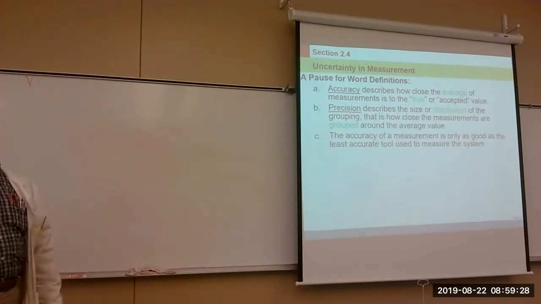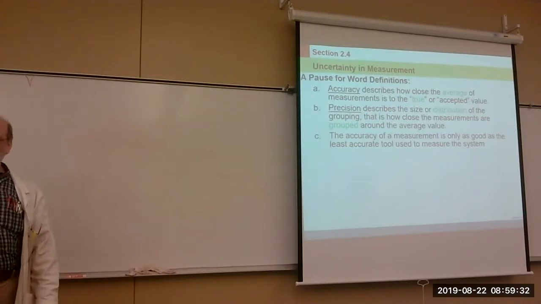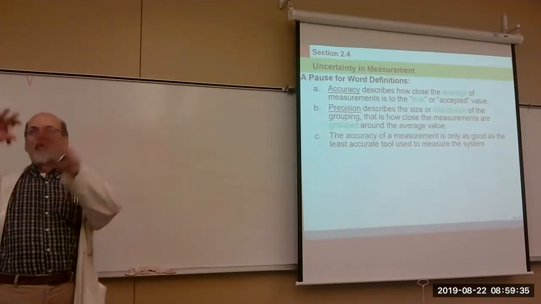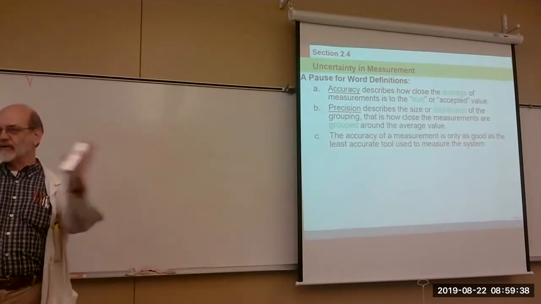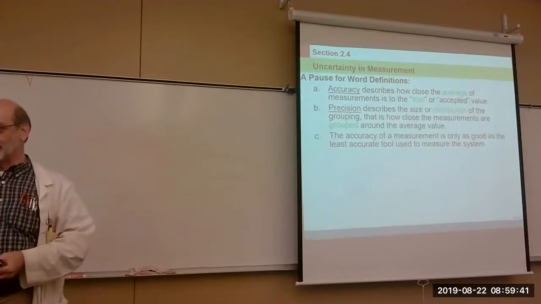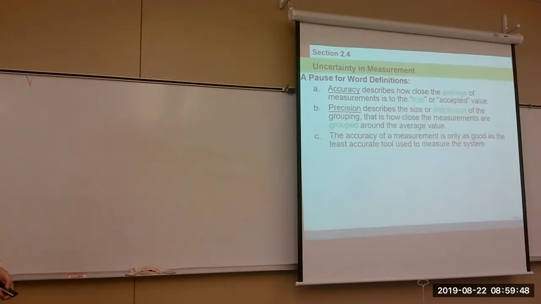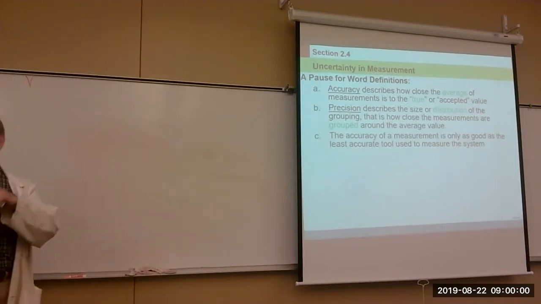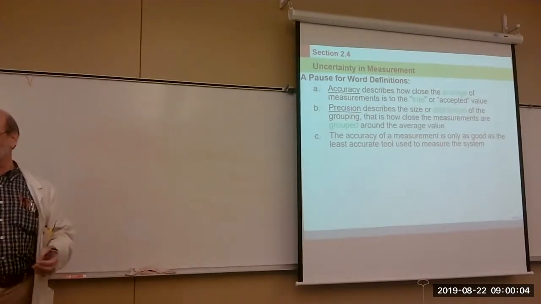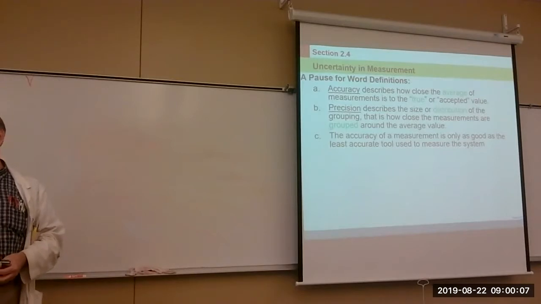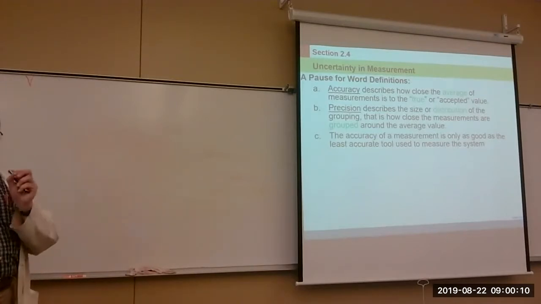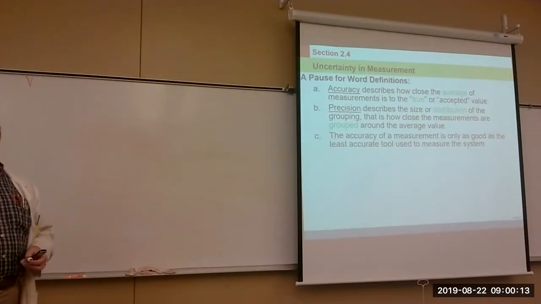More often than not, it's the accepted value. The accepted value means that a whole bunch of people made their measurements and we averaged them together. That's the accepted value. How close are you to that value? Precision just refers to multiple measurements. How close are those multiple measurements together? Is it tight or is it spread out? Do you make lots of big errors? That makes an imprecise measurement. Whereas with multiple measurements, if it's very precise, each time you make a measurement, they'll be very close together.